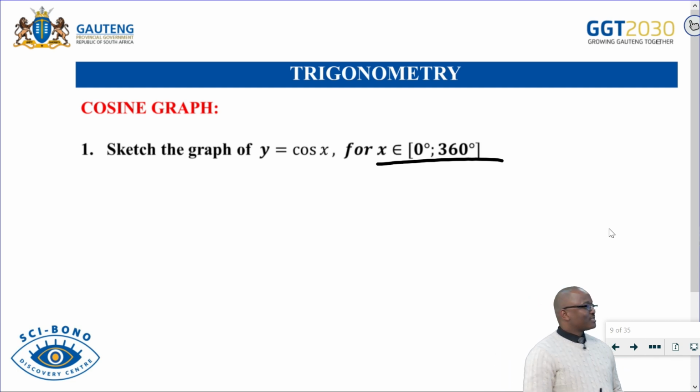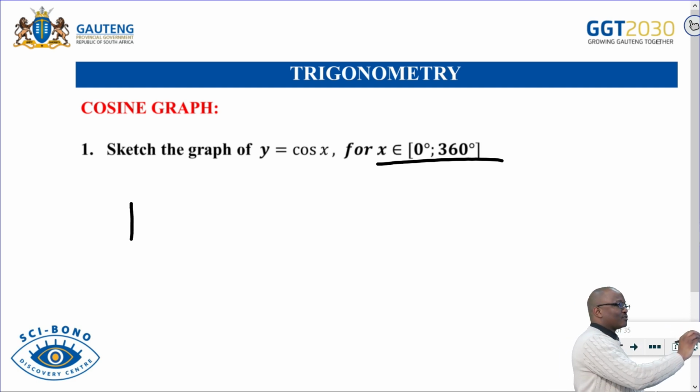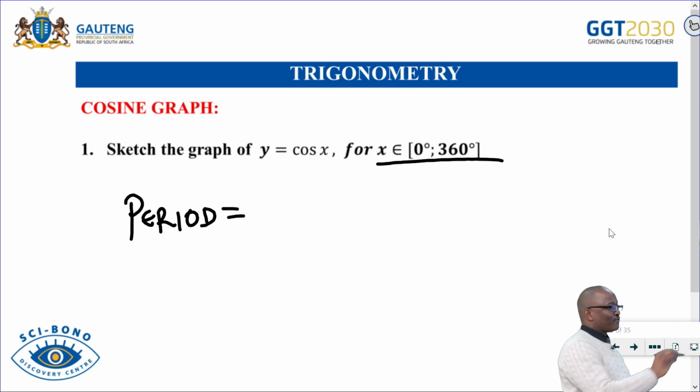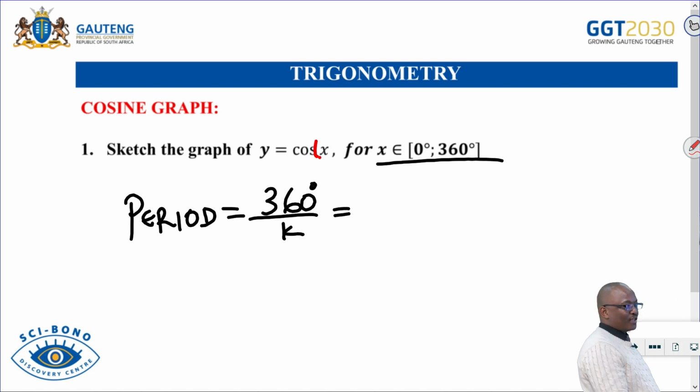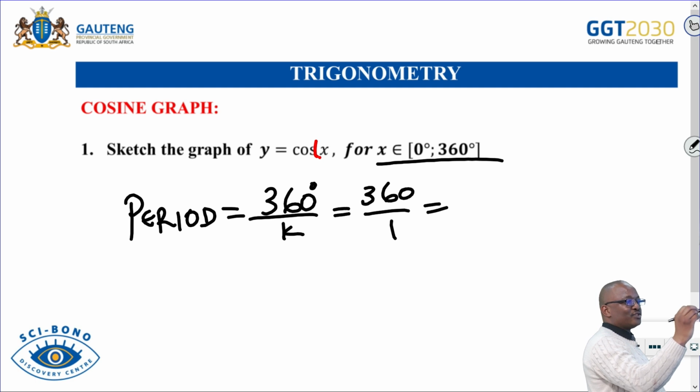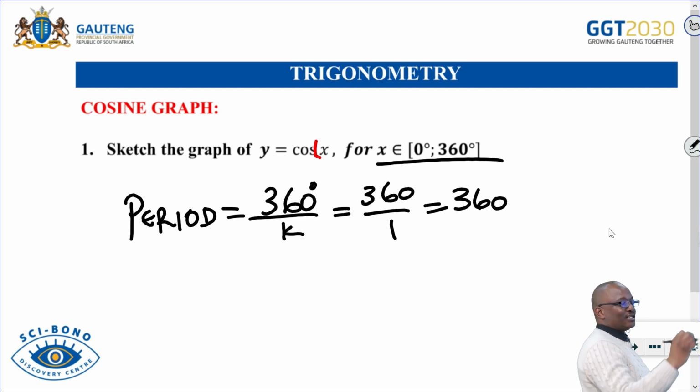So we follow the same procedure. We start with our period. What is the period for this graph? For cos, remember, it is 360 divided by k, and k is the number in front of x, which is the ghost 1 there. So 360 divided by 1 gives you 360.